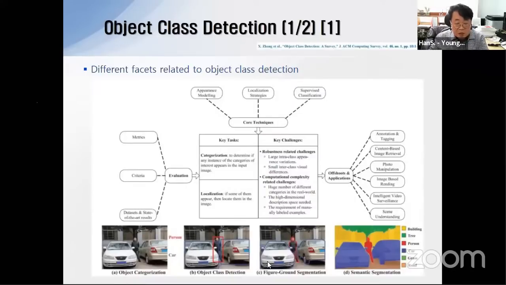Segmentation is a more complicated subject. It segments the outline of each object. When you apply this technique to the general case, you can segment the objects and the background. So there are different terminologies: object categorization, object class detection, foreground segmentation, and semantic segmentation.